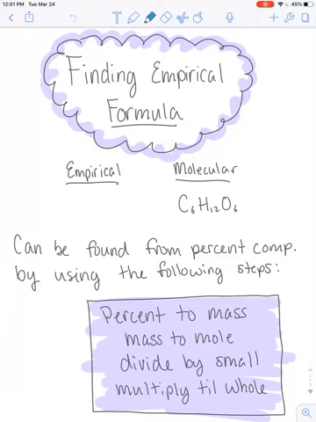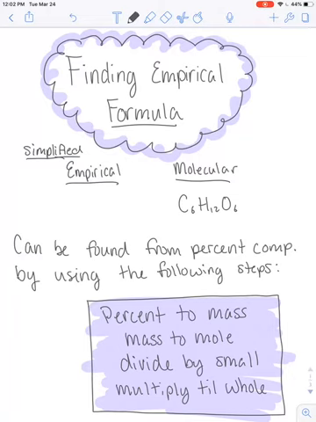I'm going to show you how to find the empirical formula of a compound. Before we get started, let's talk about what an empirical formula is really quickly. The molecular formula is what we're used to seeing, and the empirical formula is what I call the simplified version of the molecular formula. Just like you would simplify a fraction, formulas simplify also.